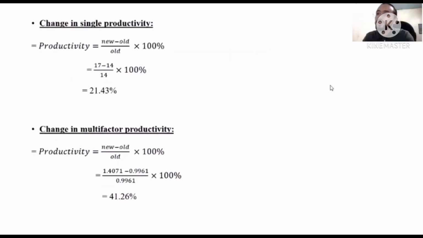And then the change in single productivity. How do we calculate it? It is new minus old, divided by old, times 100%, which is equal to 21.47%. The change in multi-factor productivity is 41.26%.